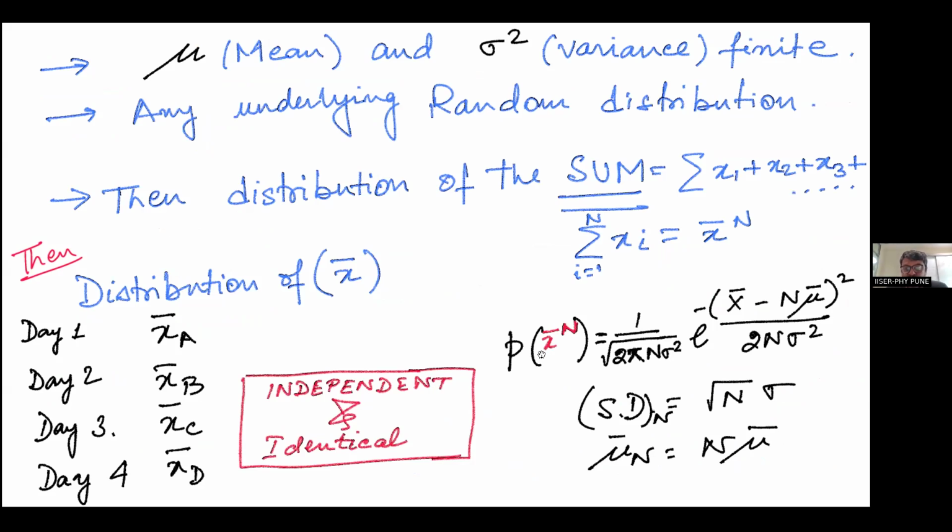Then the distribution of x bar, so this is x bar, n is, I'm telling you that there are n steps or n different random numbers in a sum. So n different random numbers here, n different random numbers here, n different random numbers here. But the distribution of x bar will always be a Gaussian, where it will be exponential of x bar minus n mu whole square.